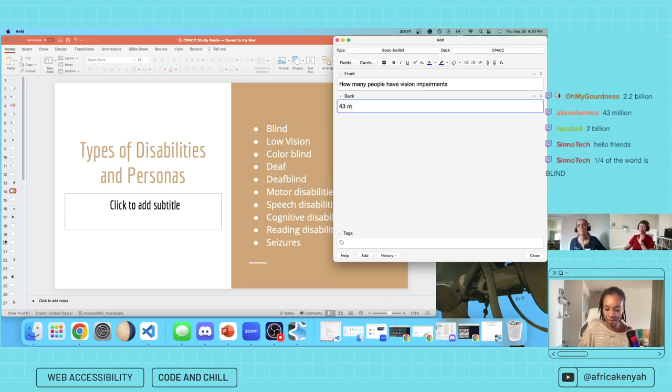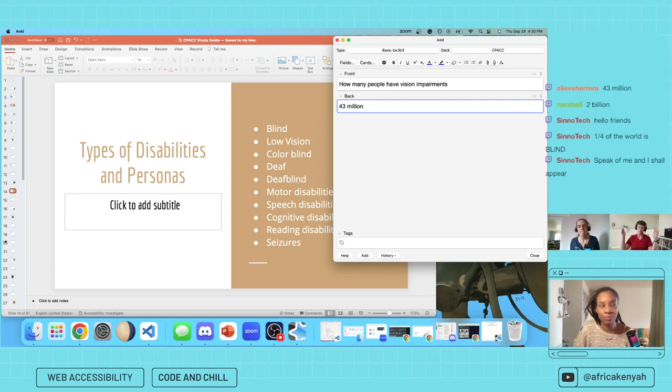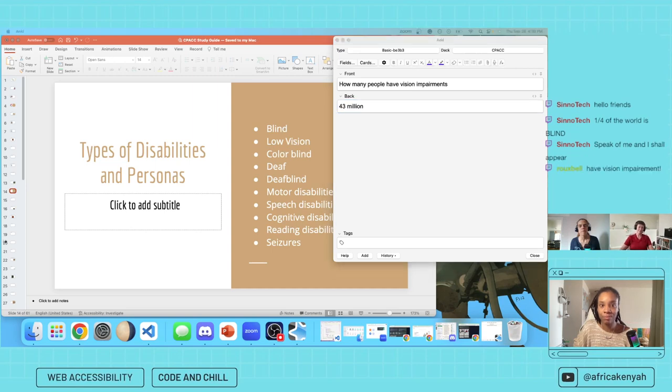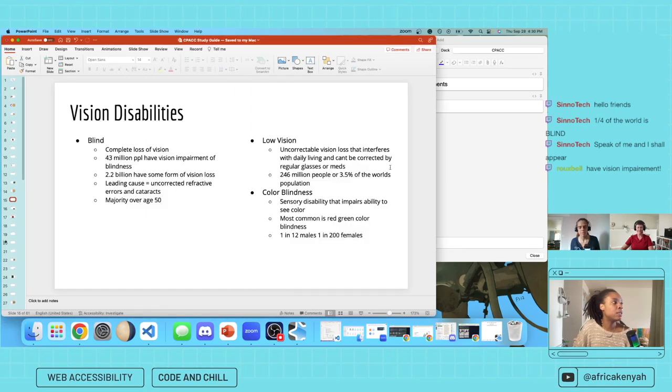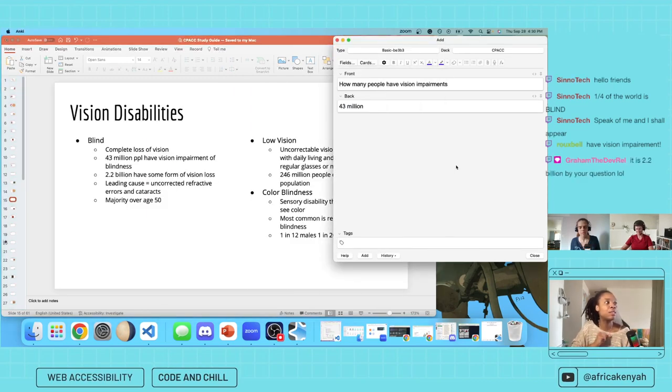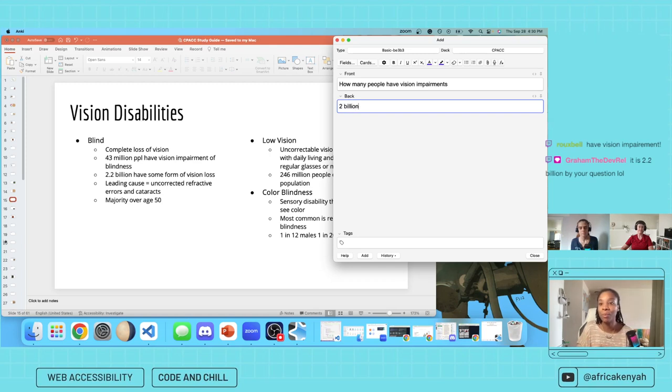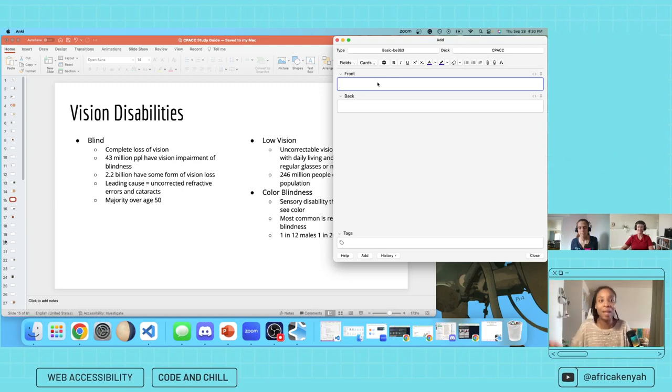I was going to say, we said vision impairments, and if we're going vision impairments broadly, I count. I'm nearsighted. My driver's license says I need corrective lenses. I think the statistic is 2.2 billion have some form of vision loss, at least a vision impairment or blindness. Oh, I'm sorry. I totally said that wrong, y'all. I meant how many people are blind. I think I had 2 billion people were blind the first time, but it's 2.2 billion for how many people have vision impairments. Thank you for correcting me, Graham. All right, so how many people have the vision impairment of blindness? That would be 43 million.